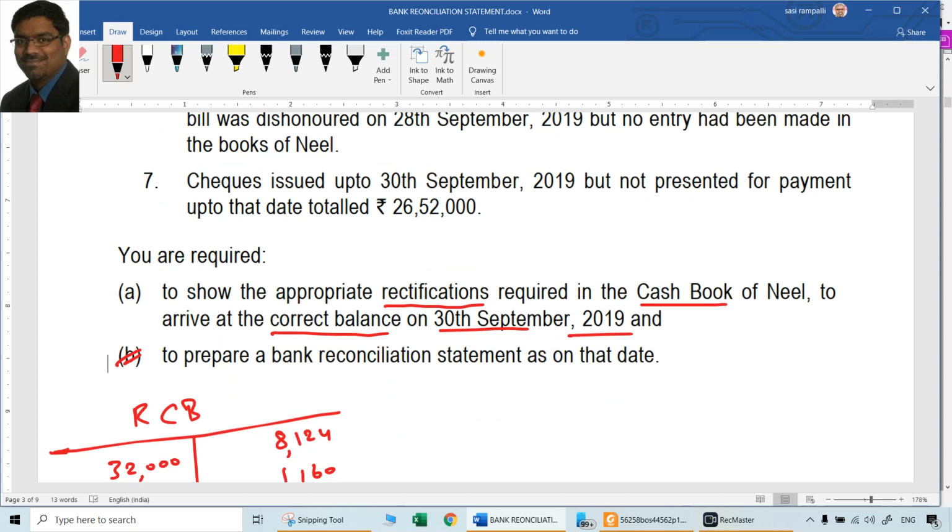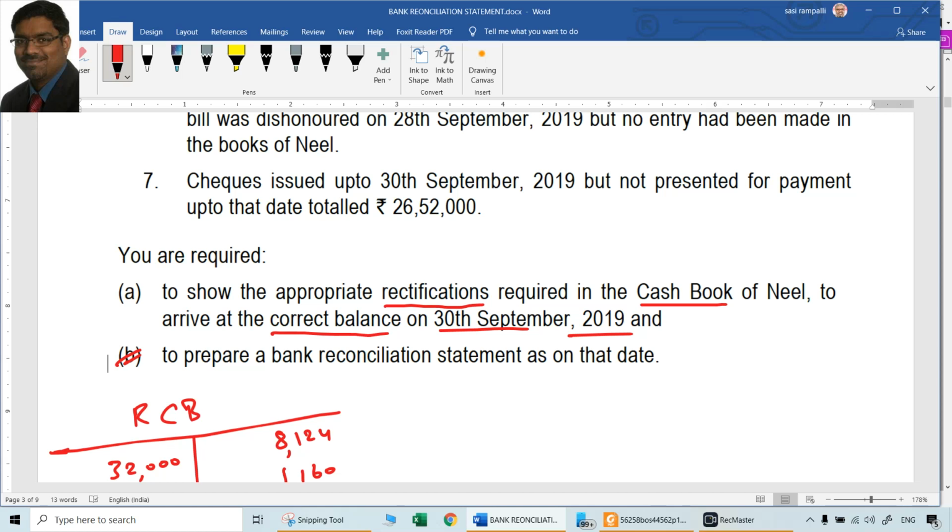Next, seventh point again is a timing difference. Checks issued on 30th September but not yet presented for payment on that date. What can we do? We can't do anything. We did our job. We issued them. We would have already created our cash book. But those people who received checks from us, they did not present it for payment. That's okay. It will stay as a reconciliation item till they present for payment.